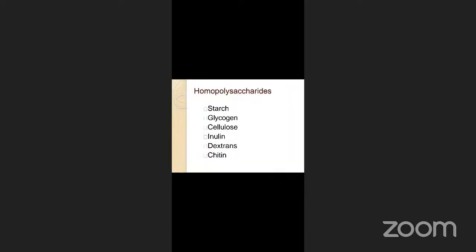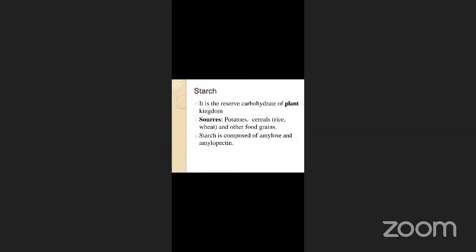Then homopolysaccharides. We have starch, glycogen, cellulose, inulin, not insulin, inulin, dextrans, and chitin. Starch is the reserve, like glycogen in animals. In the same way, starch is present in plants, like potatoes, cereals like rice, wheat, and other food grains. They are composed of starch.